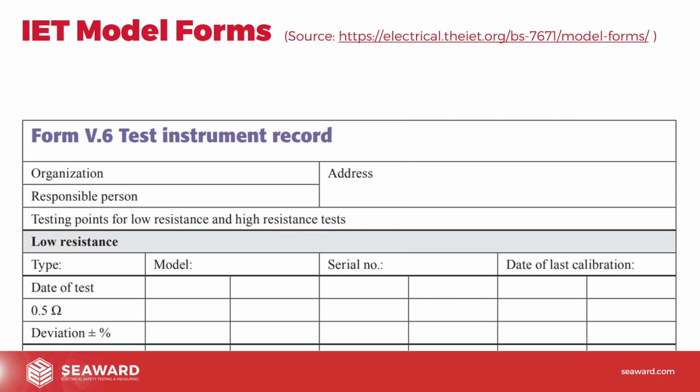So you go on the checkbox. If you've got a checkbox that does half an ohm, and then you put down what we actually get. We actually got half an ohm, deviation 0%, and then we carry on.